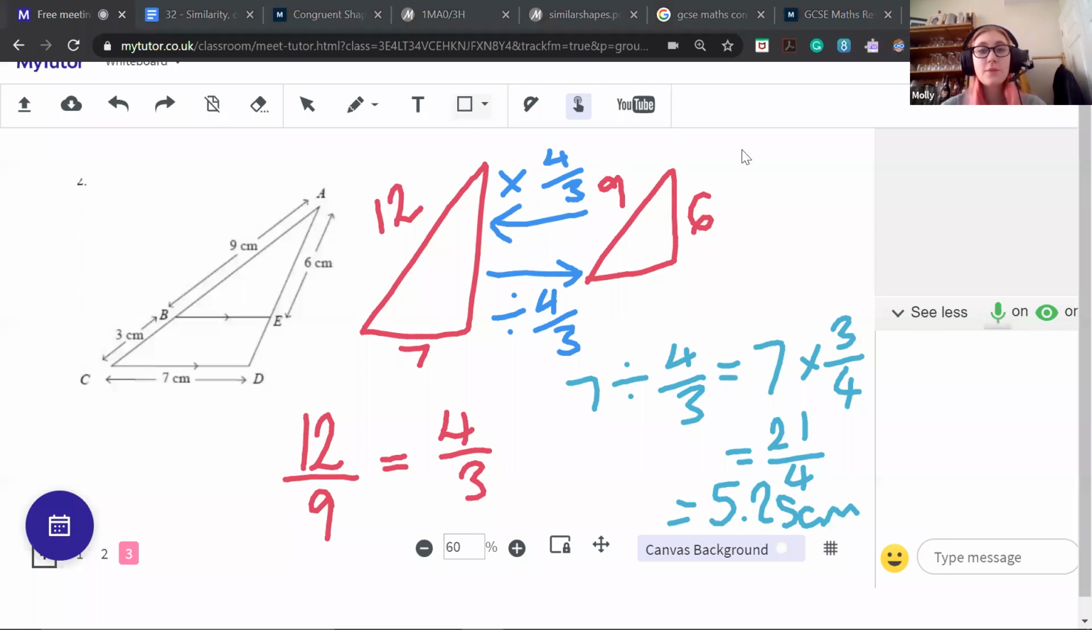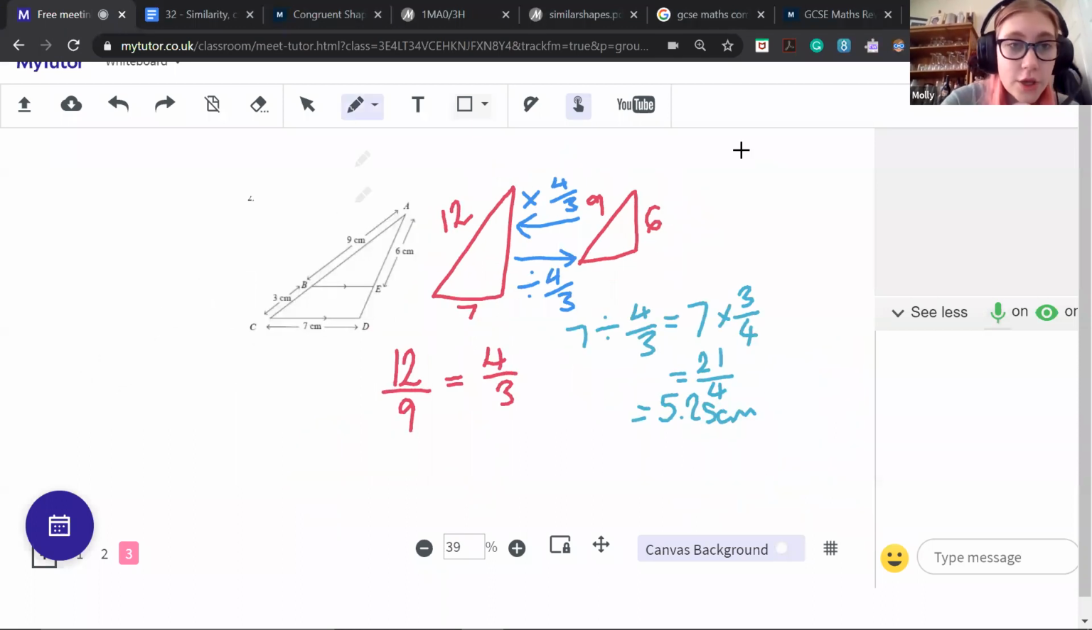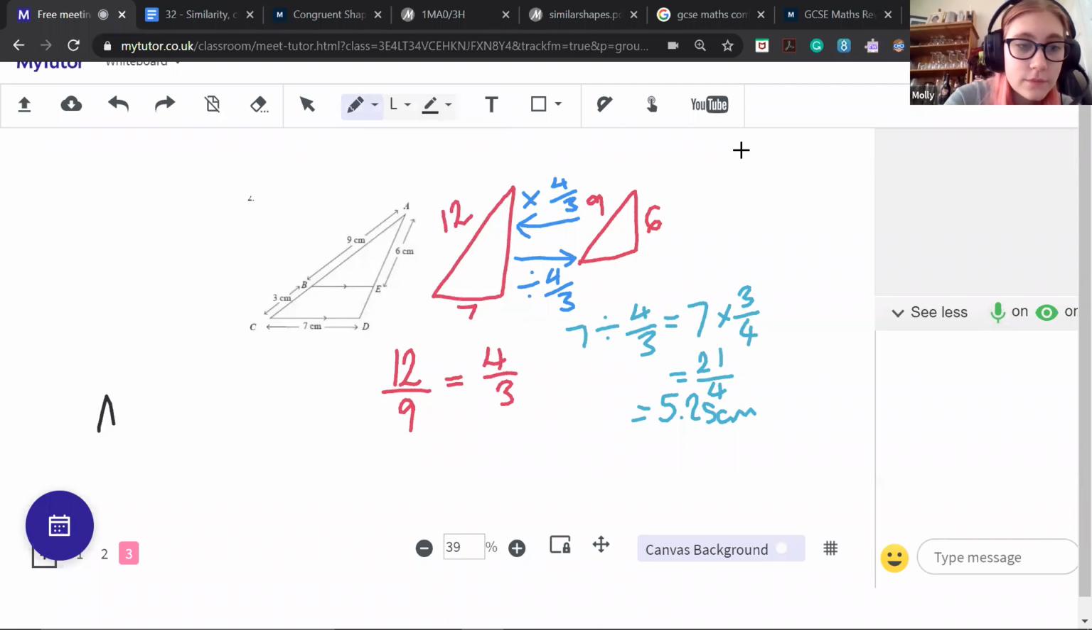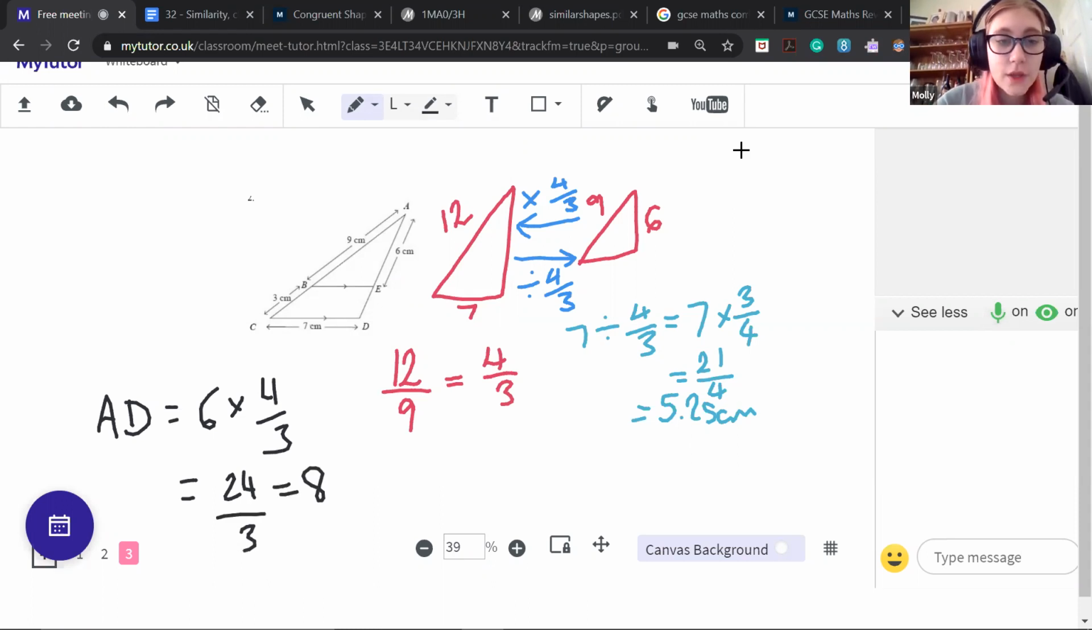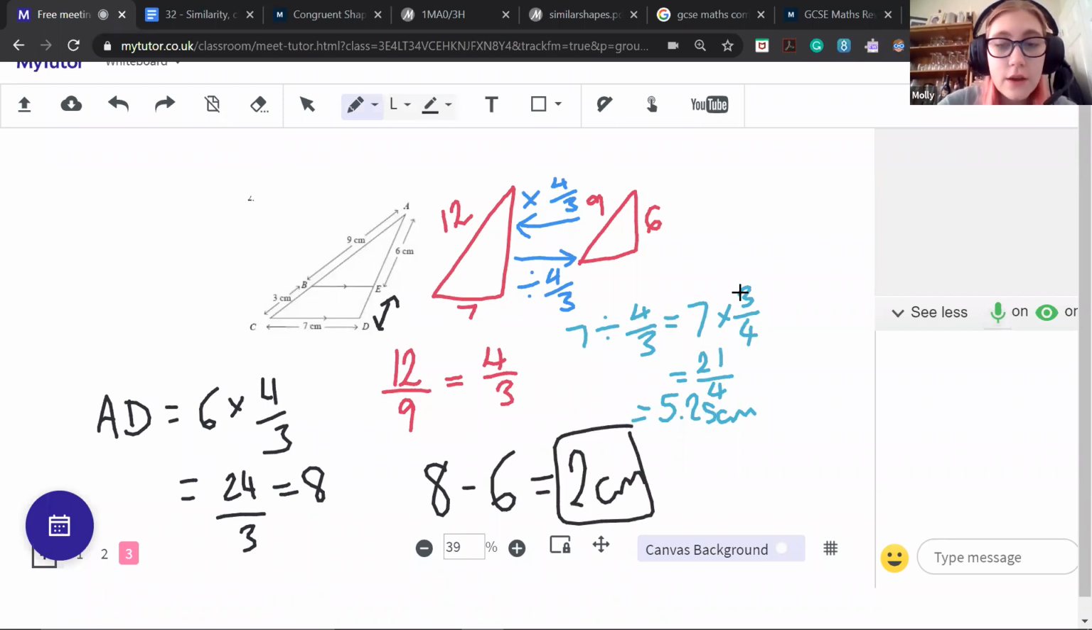Okay, so the way that we're going to do this is first of all work out what AD is on here. So we know that we times it by 4/3. So AD equals 6 times 4/3, which is going to be 24/3 or 8. So then we see that just our ED part here is 8 minus 6, which is 2 centimeters, which I think a couple of you got right. Yeah. Well done.